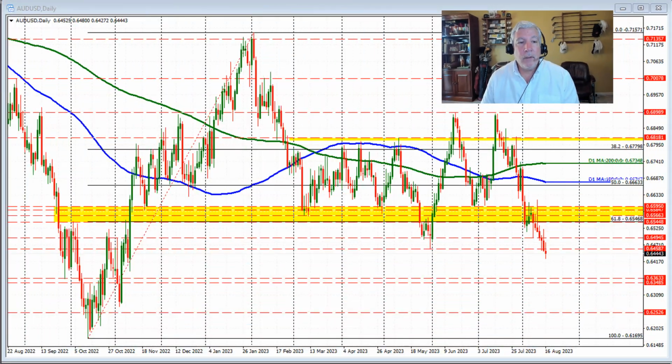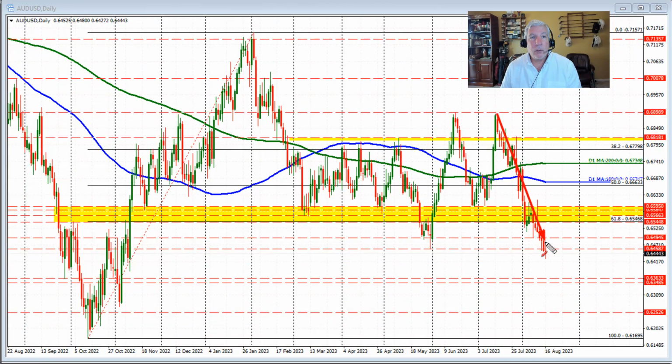I'm going to take a look at the Aussie versus US dollar. Today's date is August 16th, 2023. We have seen this currency pair move sharply to the downside over the last month or so of trading, with little in the way of upside moves.